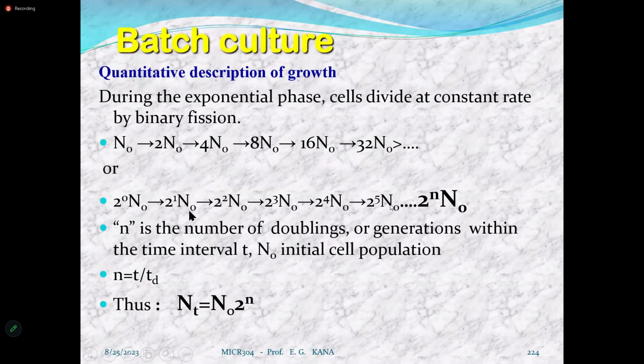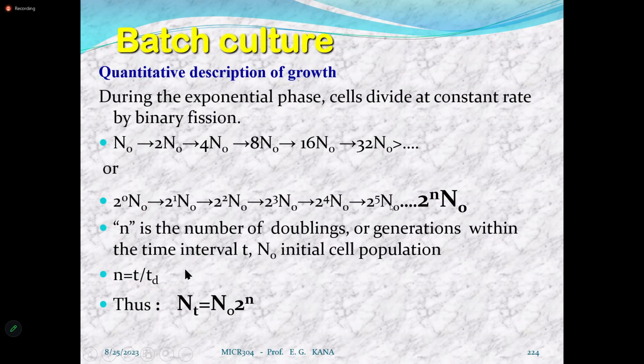Now, let's take note again of our cell growth as illustrated in the previous slide, that Nt, the number of cells at time t, equals N naught, the initial number of cells, multiplied by 2 to the power of n. And we said n is the number of doublings, the same thing as the number of generations. And t is the time interval within which we want to carry out our computation.